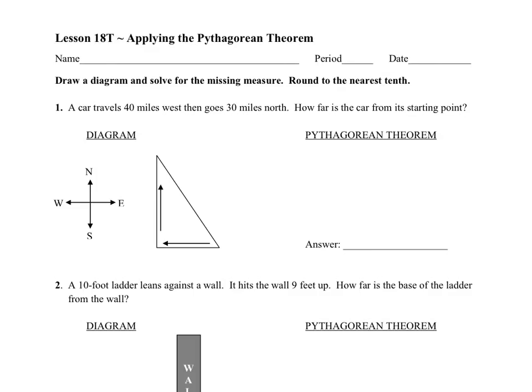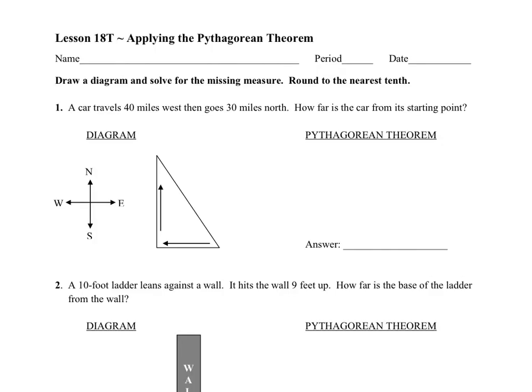Okay guys, here's your video for lesson 18T, applying the Pythagorean theorem to real life situations. So for number one, your instructions say: draw a diagram and solve for the missing measure. Round to the nearest tenths place.